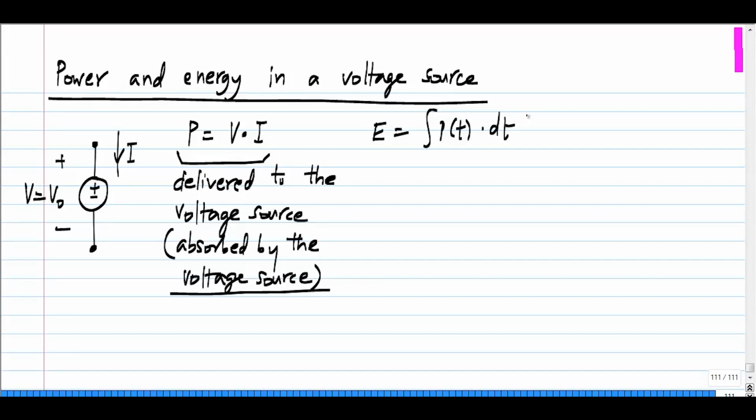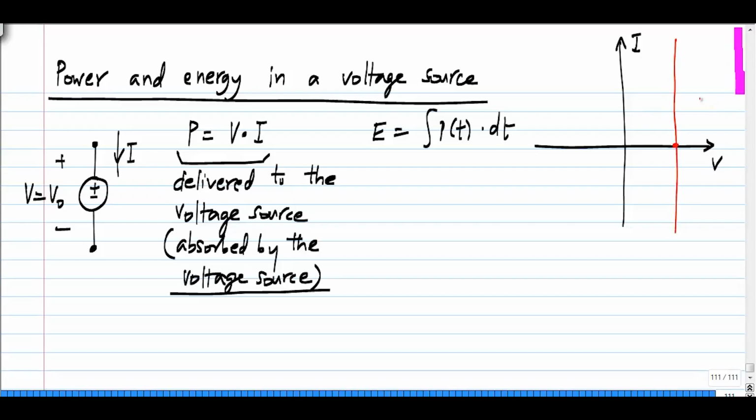Now, let me draw the I V characteristics of a voltage source. I will assume that this V naught is positive. We know from earlier discussions that the characteristic is a vertical line at V equals V naught. So, regardless of the current, the voltage is V naught. Now, if you look at the first quadrant, V is positive and I is positive, and the voltage source actually absorbs power because the product V I is greater than 0.